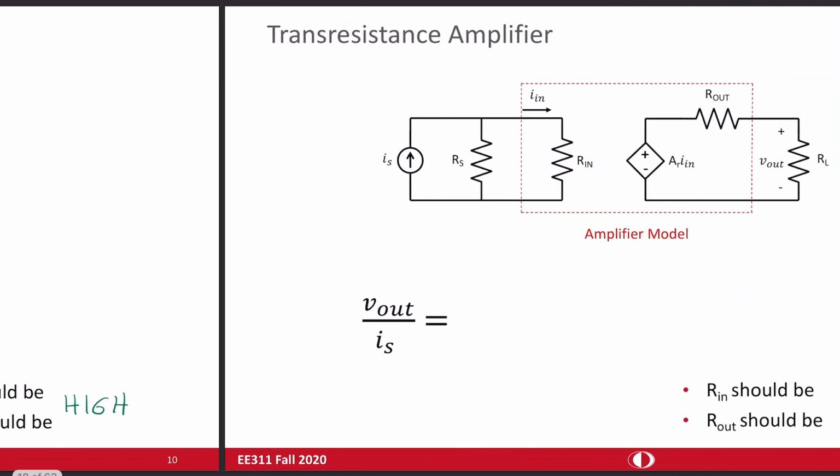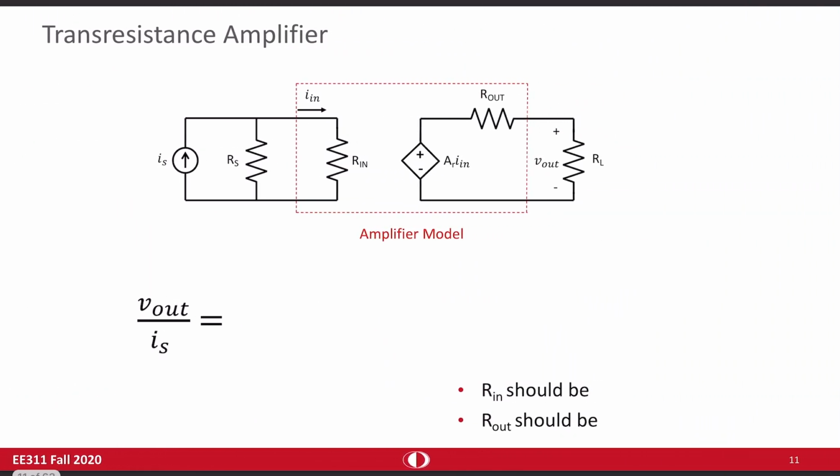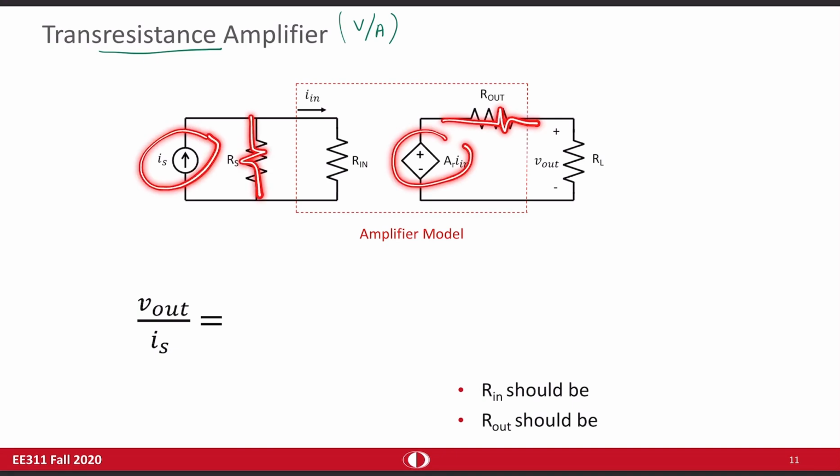Maybe we are repeating ourselves over and over, but let's solve this last example. Transresistance amplifier. Transresistance means that output is voltage, input is current. So at the output, I'm using a voltage source with series resistance. At the input, a current source with parallel resistance.